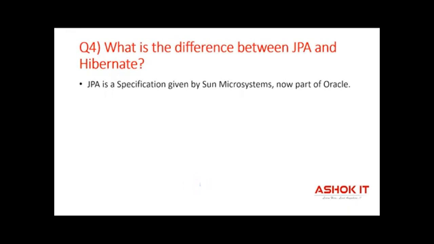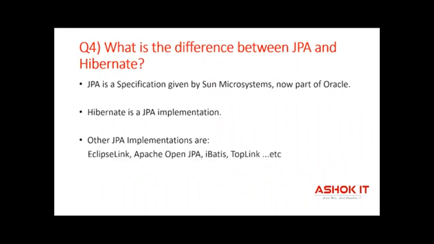We have to use one vendor or implementer. That is Hibernate. Hibernate is a JPA implementation. You can also call it a vendor, there is no mistake in that. Other implementations are also available, but Hibernate is a very famous one and mostly used by large applications. Even Spring Boot internally uses the same Hibernate. You can see EclipseLink, Apache OpenJPA, iBatis, TopLink. These are a few examples.